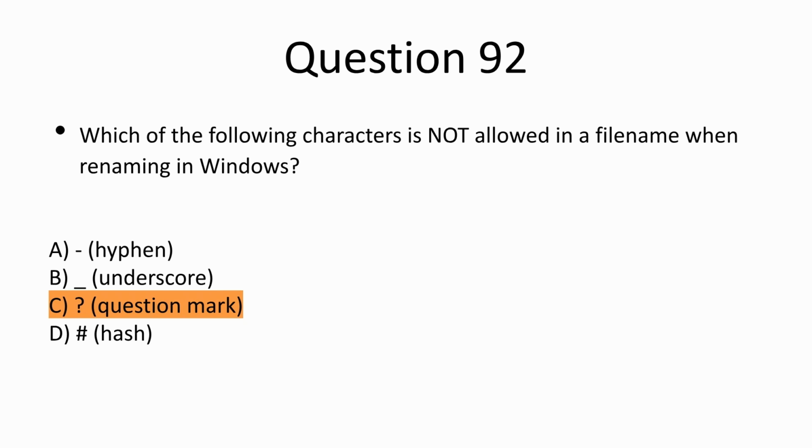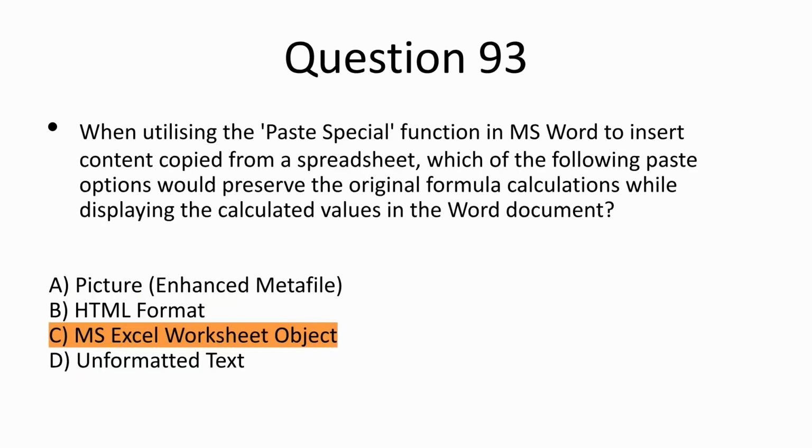The answer is C. Question 93. When using Paste Special in MS Word to insert content from a spreadsheet, which option preserves the original formula calculations while displaying the values? The correct option is C, MS Excel Worksheet Object.